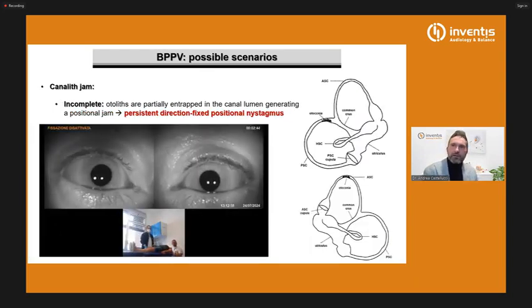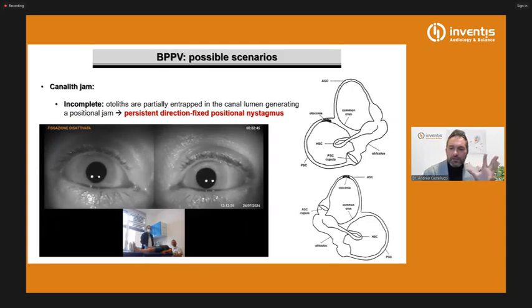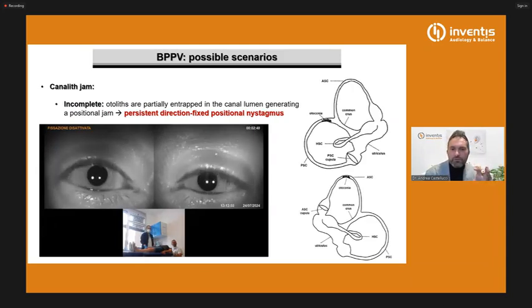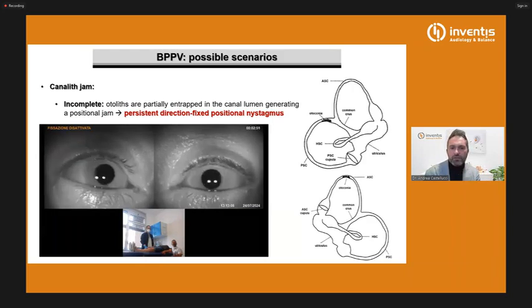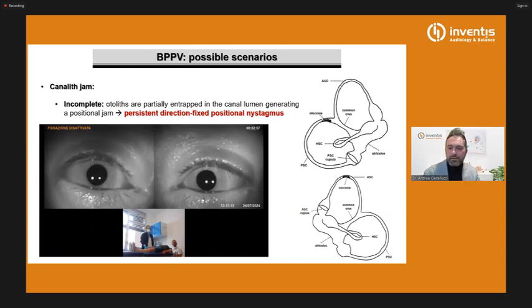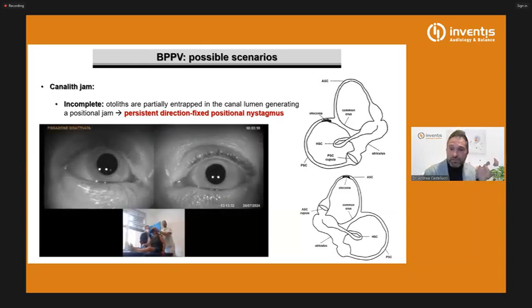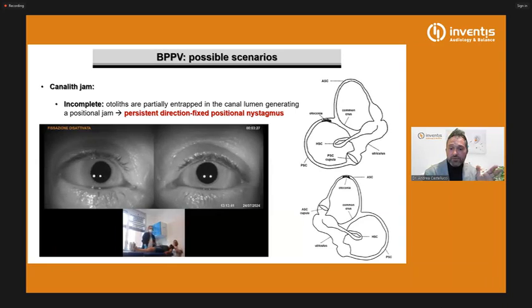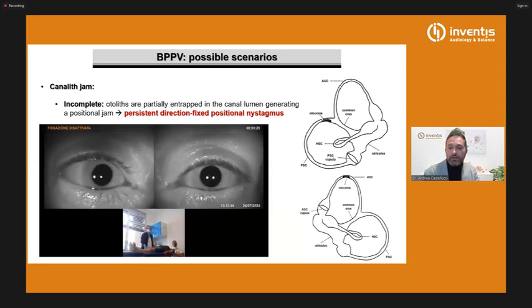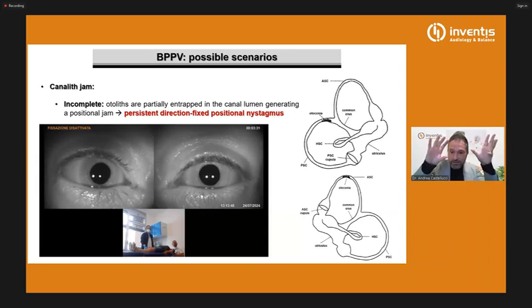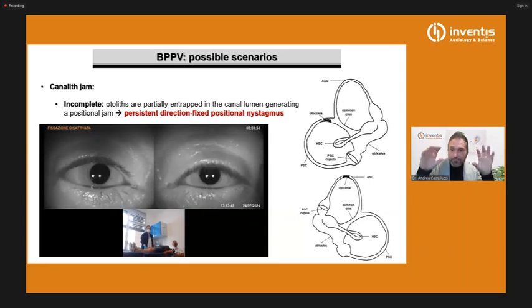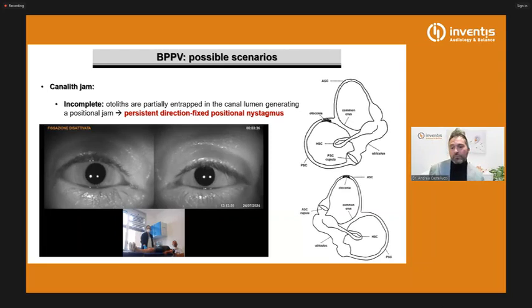But complete canal jams are not that common. The most common condition is the incomplete canal jam. You can see here that in this case, the patient didn't have anything in the sitting position, but as soon as he gets into the recumbent position, a persistent direction-fixed positional nystagmus starts. You can see here again, we bring the patient back in the head-hanging position, and again there is a persistent downbeat nystagmus with left torsional components, and it might be due to an incomplete canal jam.